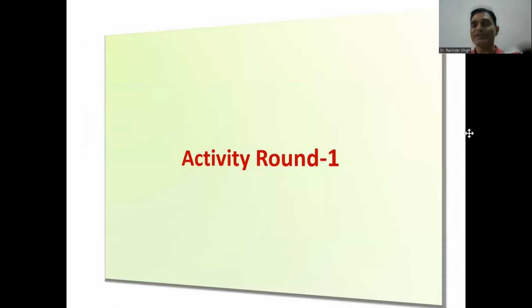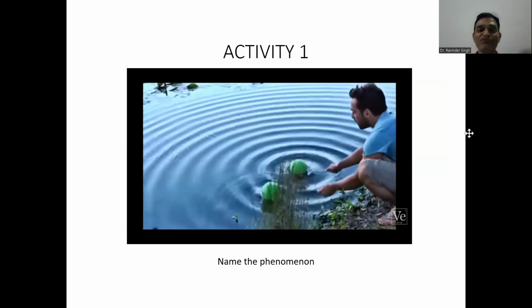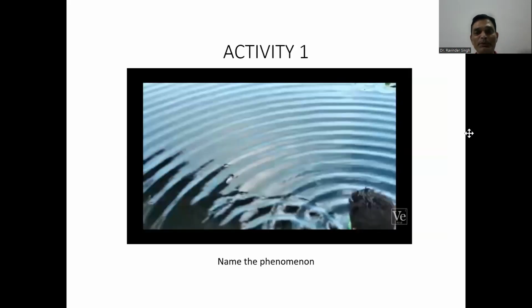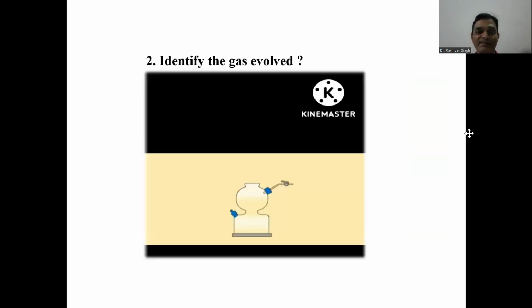After the question round, which has these 4 sub rounds, physics, chemistry, biology and mathematics, the next one is the activity round, and there are 2 sub rounds for the activity: activity round number 1, and after that activity round number 2. So the first activity is identify the phenomena. You can clearly see here the phenomenon is interference.